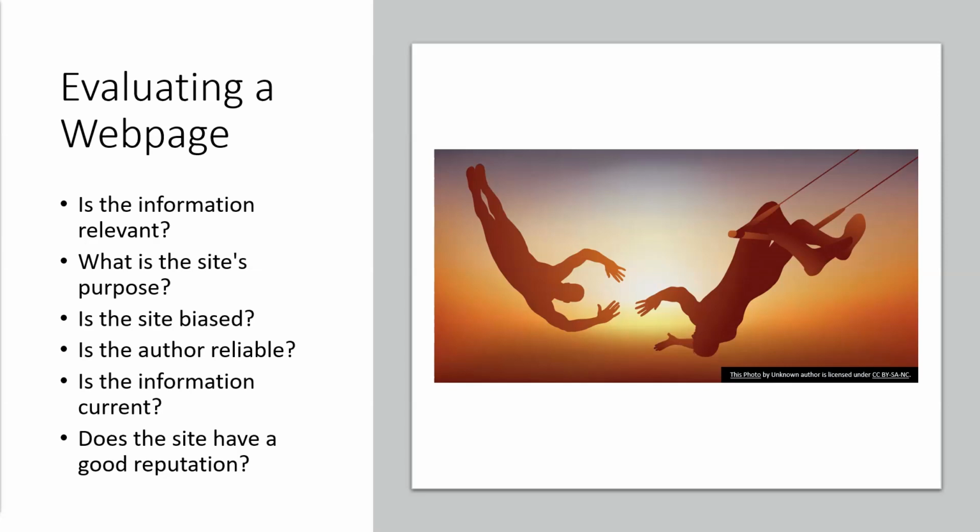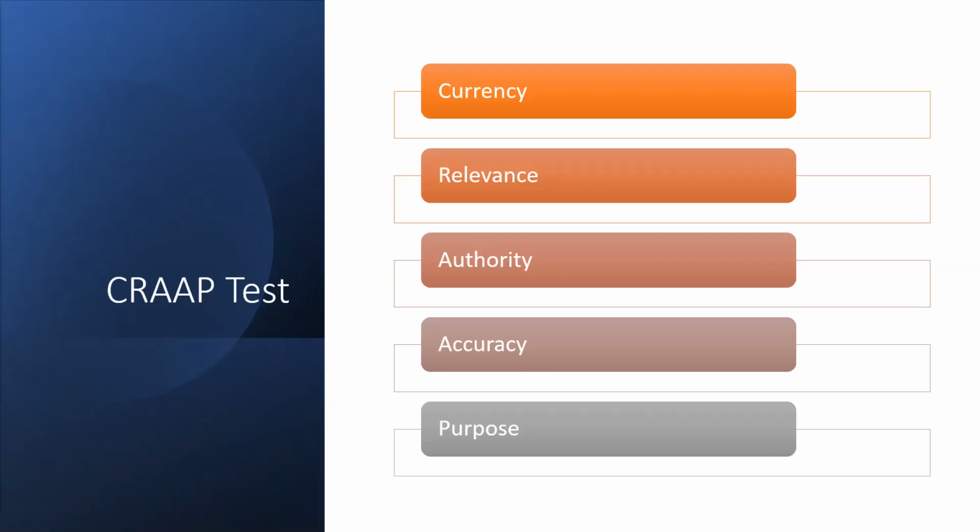Those are all things we can do when evaluating a web page. But putting all of that together, we can do the CRAAP test. I think it's a really fun and easy way to remember things. CRAAP. Each time we look at a website to make decisions or gain knowledge from the information therein, we're going to look for the currency.